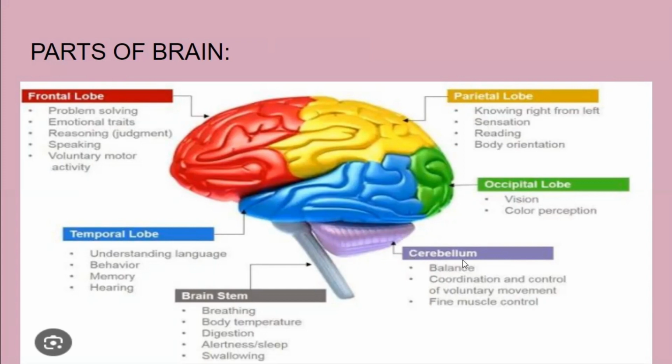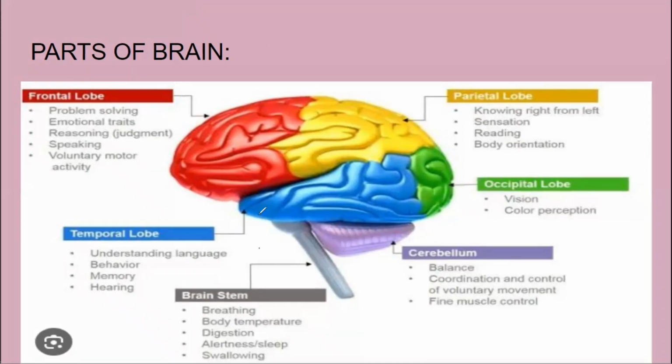At the back of the brain, this small pouch-like structure in purple is called the cerebellum, and this entire upper portion is called the cerebrum. C-R-E-B-R-U-M, cerebrum.